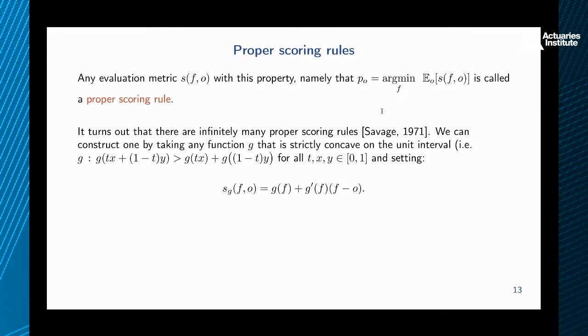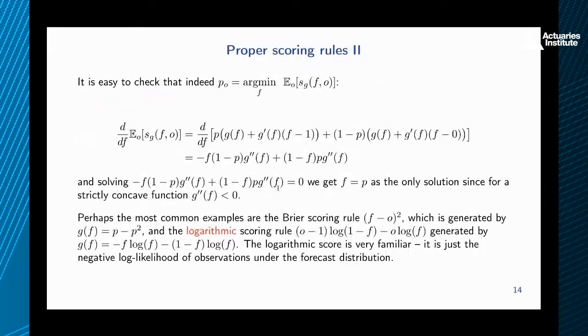And if we set the score, which in this case is a function of two variables, the forecast and the outcome, which is the binary variable. Before we had f minus o, squared, but now we have g of f plus the derivative of g at f times f minus o. So that's the general form of the score, and we can also quite straightforwardly verify that indeed for any such score, the minimizer of that expectation with respect to the true belief is the true probability.